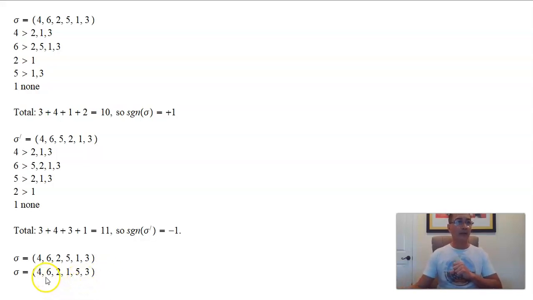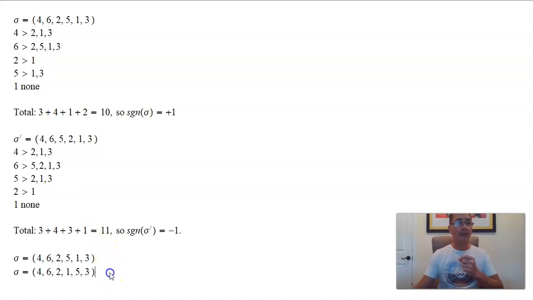Okay, so quickly, 4 is still bigger than 2, 1, and 3. Same. 6 is still bigger than 2, 1, 5, and 3. Same. 2 is bigger than 1. 1 is not bigger than either one. Same. 5 is bigger than 3. Oh, check it out. 5 is bigger than 3 only.